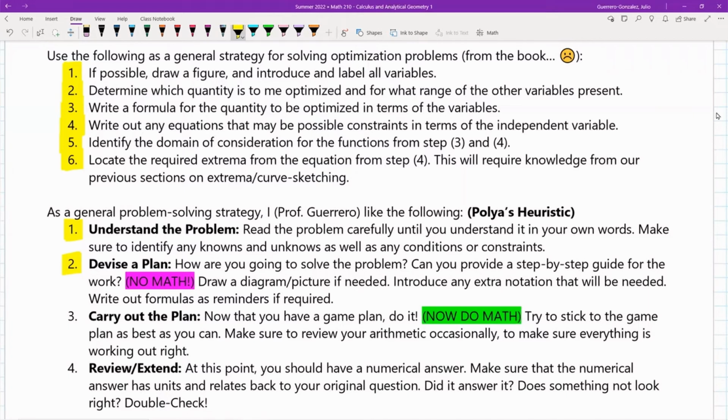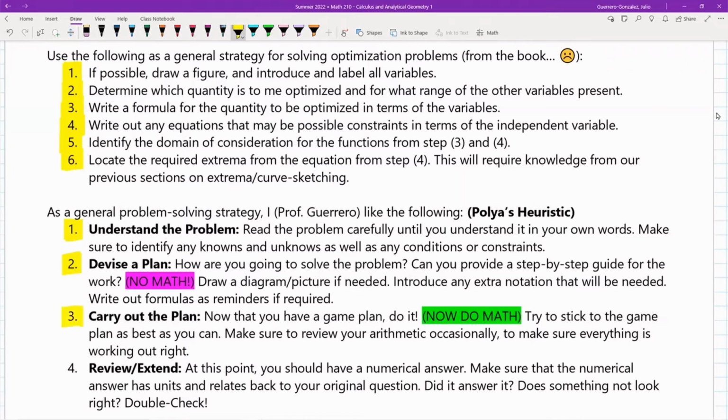This is where you would draw a picture if you needed it. Introduce any extra notation. So if you had to call something a length and another thing a width, this is where you would put it in. Write out any formulas to remind you if required. If we liken this to a football game, this is where we're drawing out the play. We're on the sidelines, we're in the huddle. This is what's gonna happen, right?